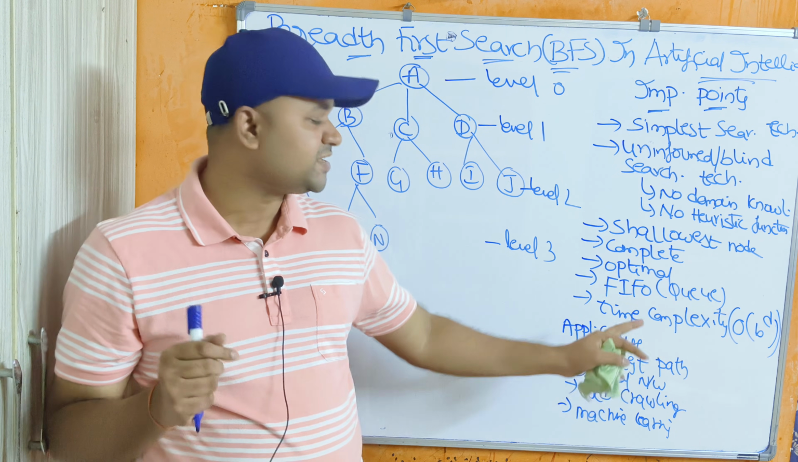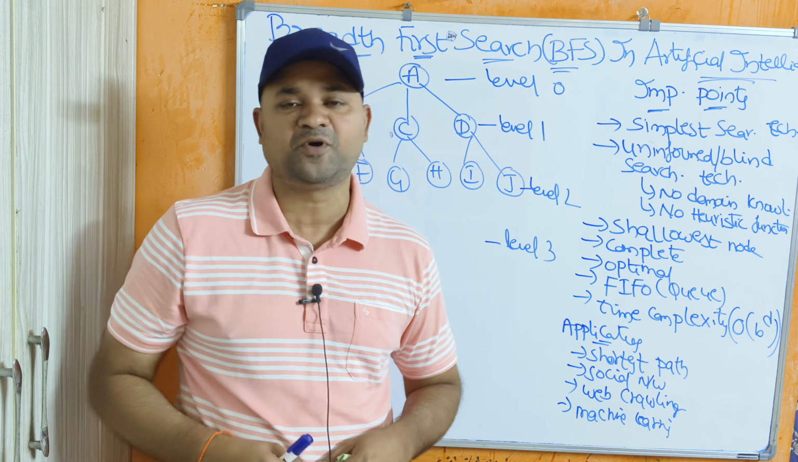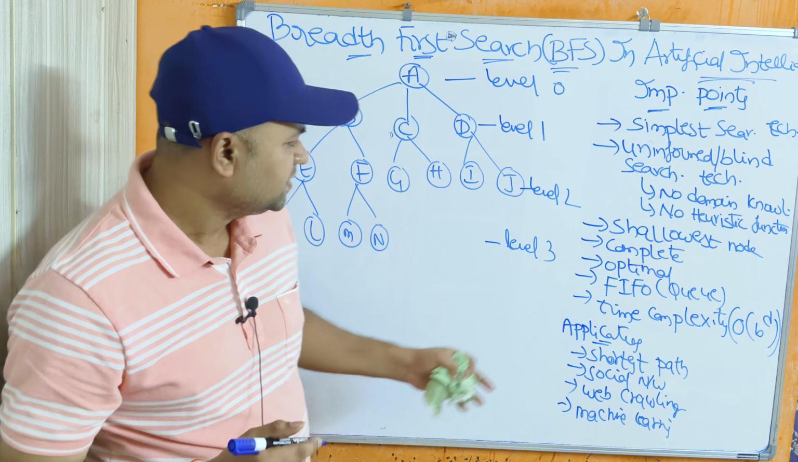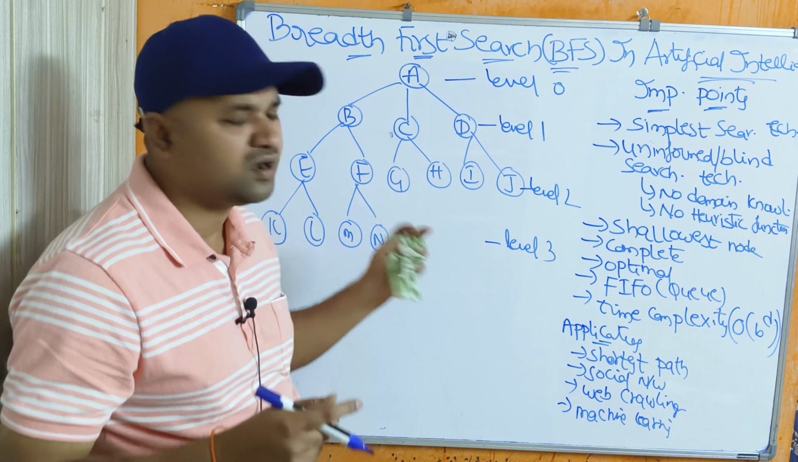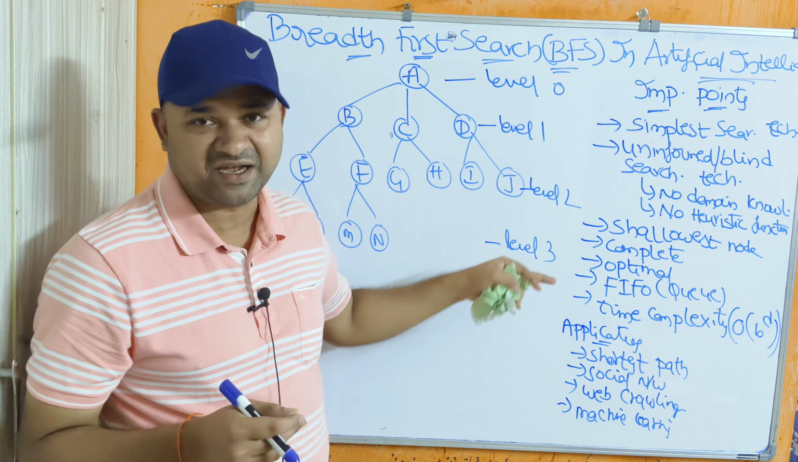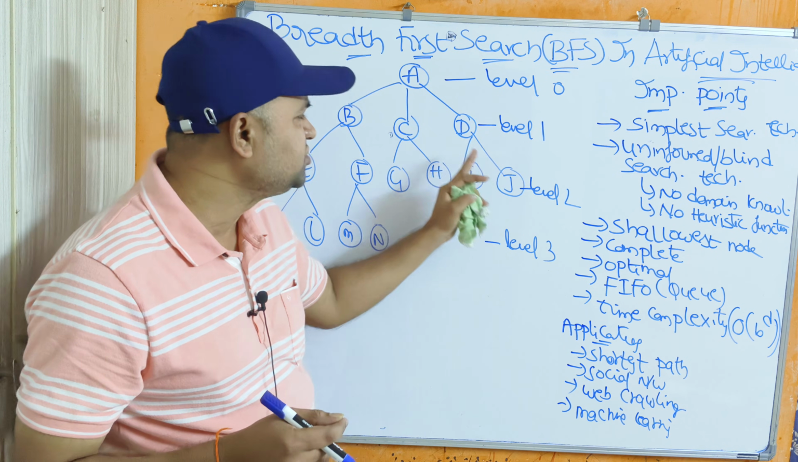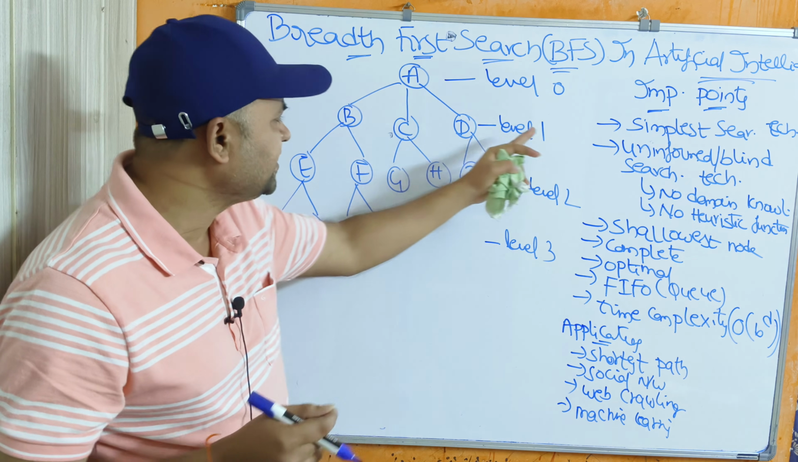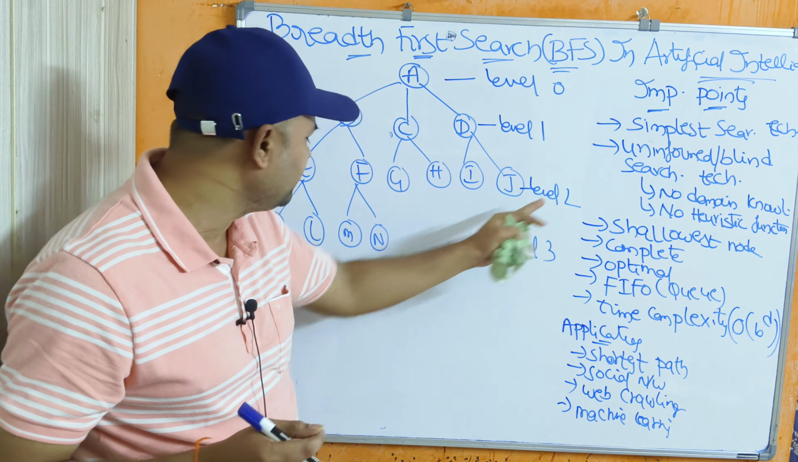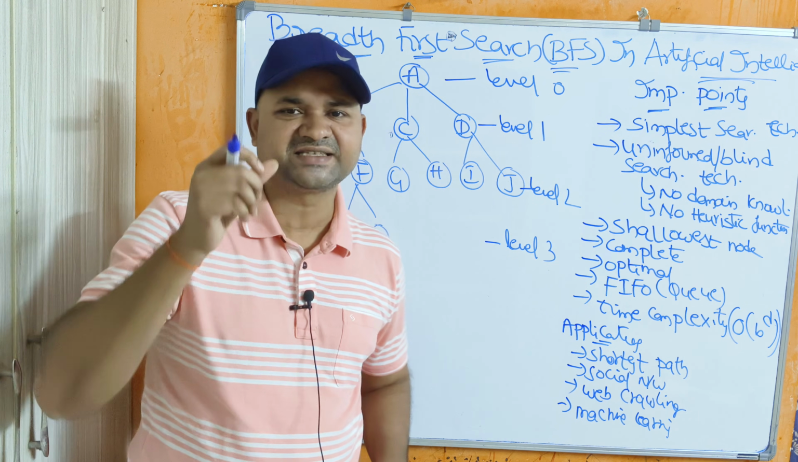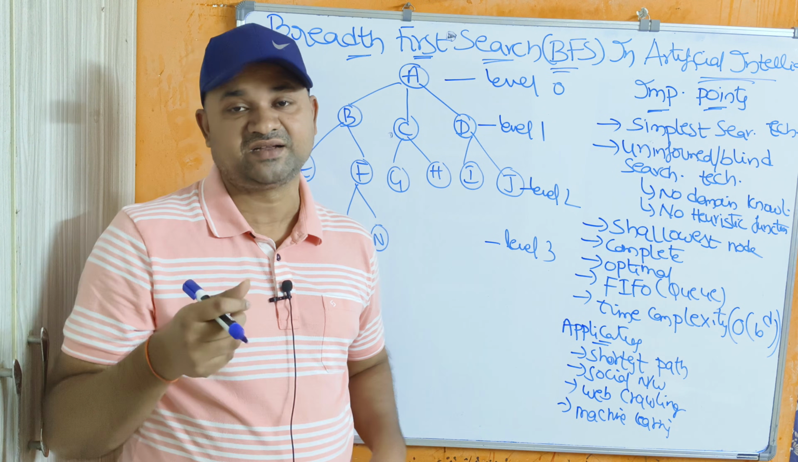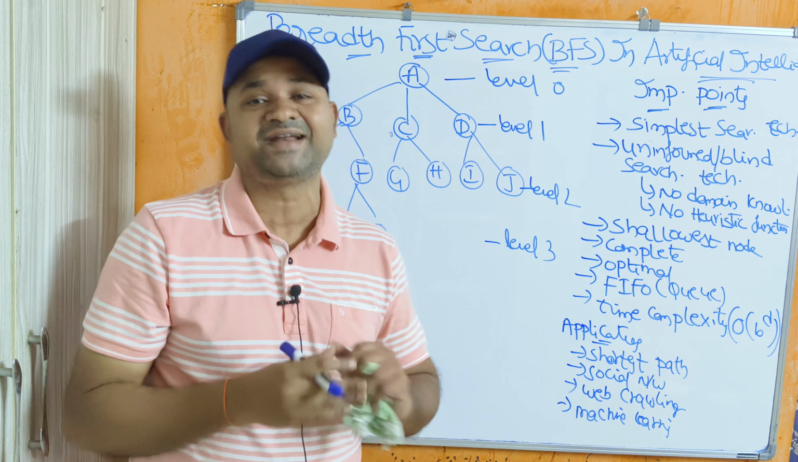Next point is BFS uses a FIFO queue data structure for its implementation. We know that a queue works based on the first in first out policy, okay? So in BFS, the traversing is done level by level. Node A is stored at level 0. Next, these nodes are at level 1, these nodes are at level 2, these nodes are at level 3. So we can call BFS a level by level traversal, that means level order traversal.